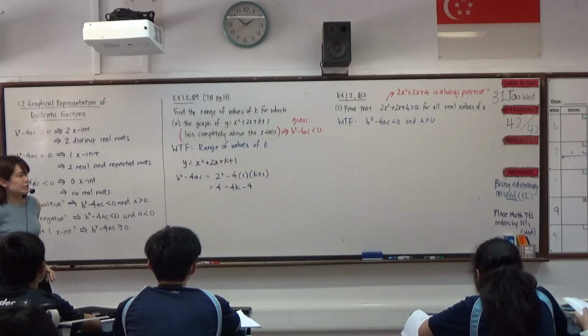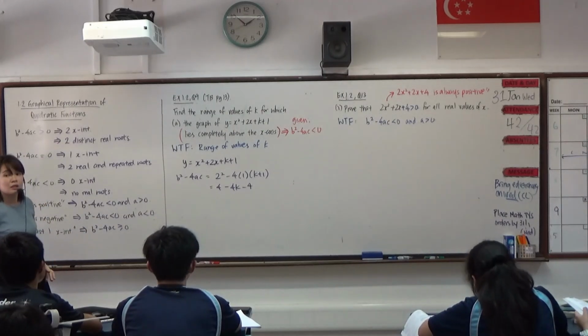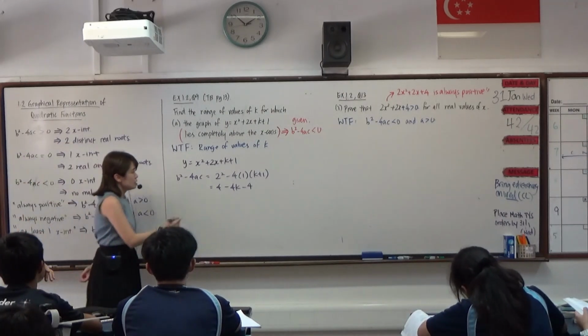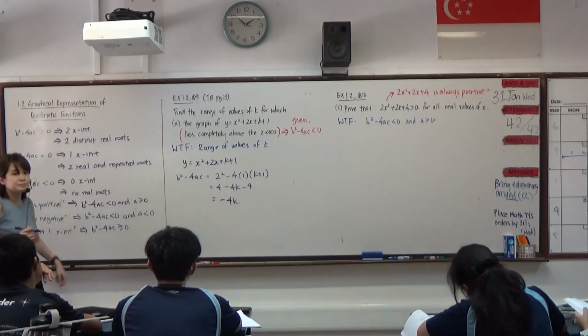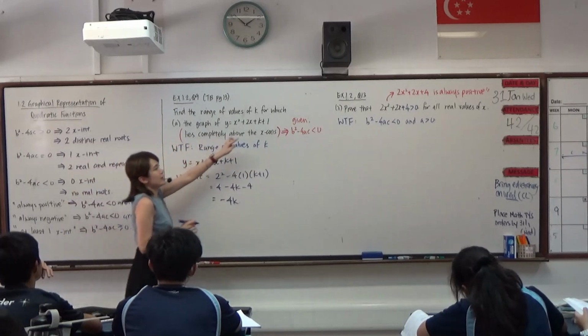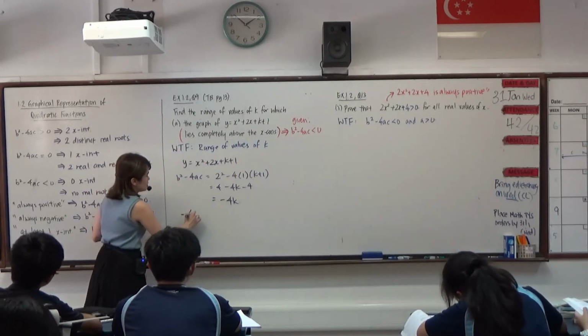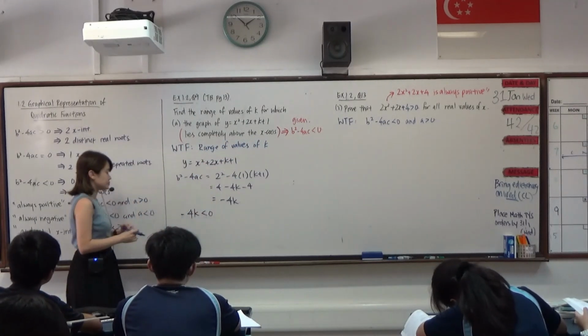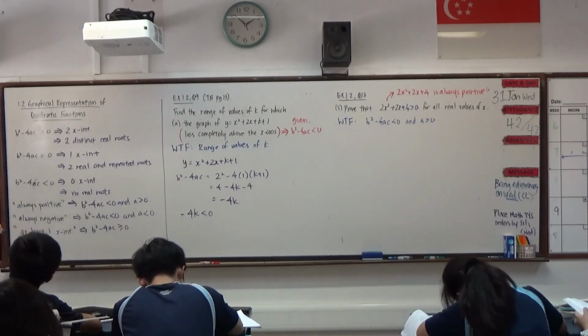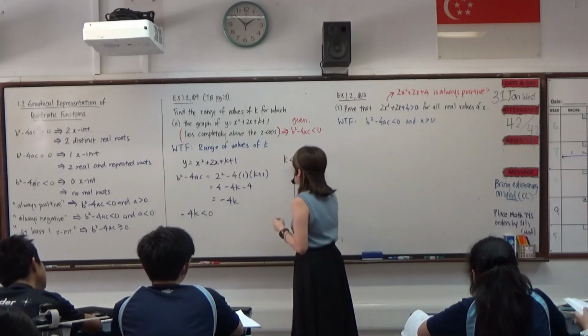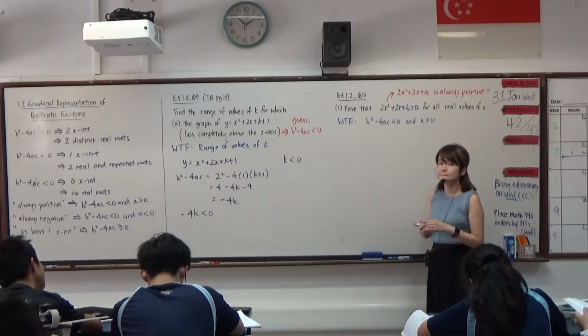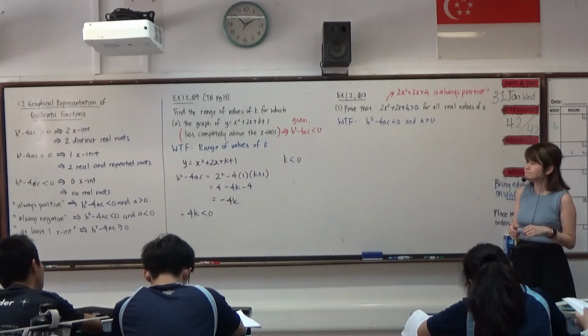Okay, x turns out to be this. Right? And that simplifies to negative 4k. So because this is given to us, we can use this. Okay, negative 4k less than 0. And hence, k is less than 0. Okay?